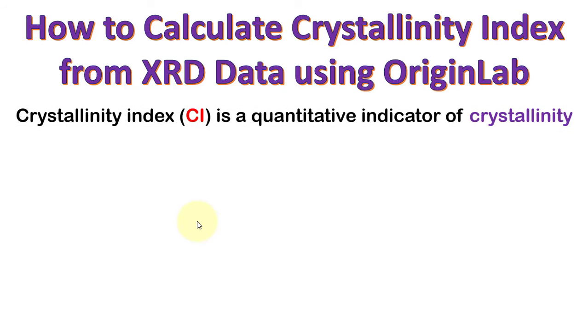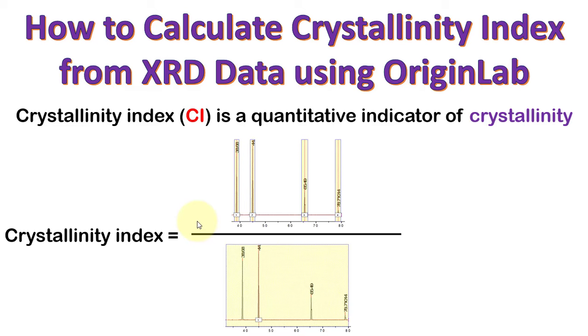So in terms of XRD data, I can define it as the area of all the peaks, which we call the crystalline peaks, divided by the total area, which consists of the amorphous portion as well as the crystalline peaks.